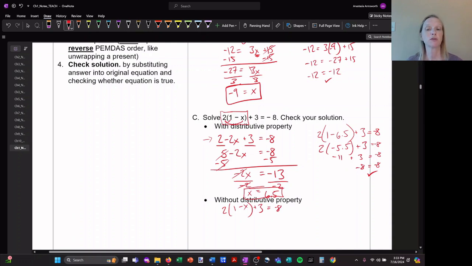Here, if I'm doing reverse PEMDAS order to try to get x all by itself, I'm going to subtract 3 from both sides of the equation because I'm taking care of addition and subtraction first. I'm left with 2 times 1 minus x equals negative 11. And now I'm focusing on multiplication and division. Well, that 2 is multiplying an expression that has x in it. So I want to get rid of that 2. That 2 is multiplying the expression with x, so I want to divide it away.